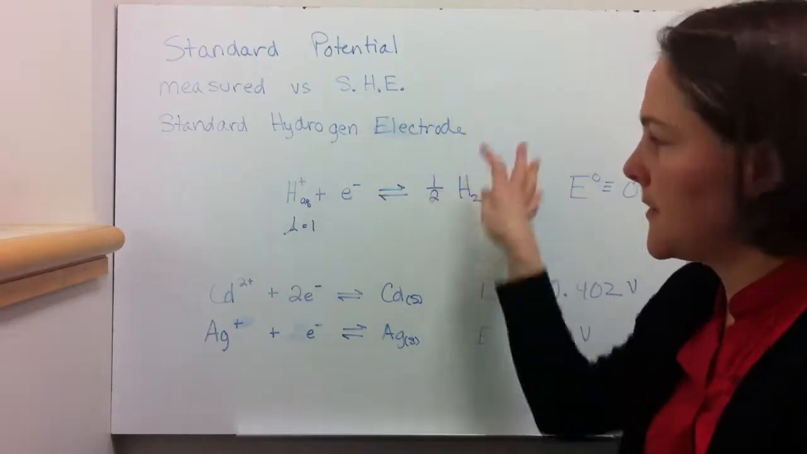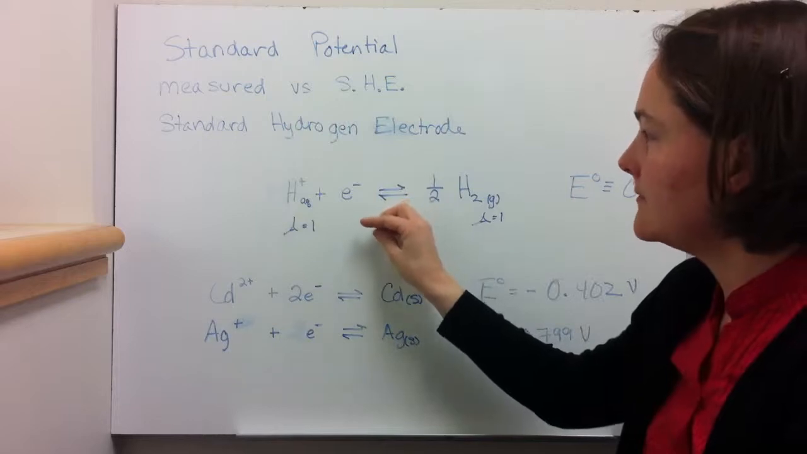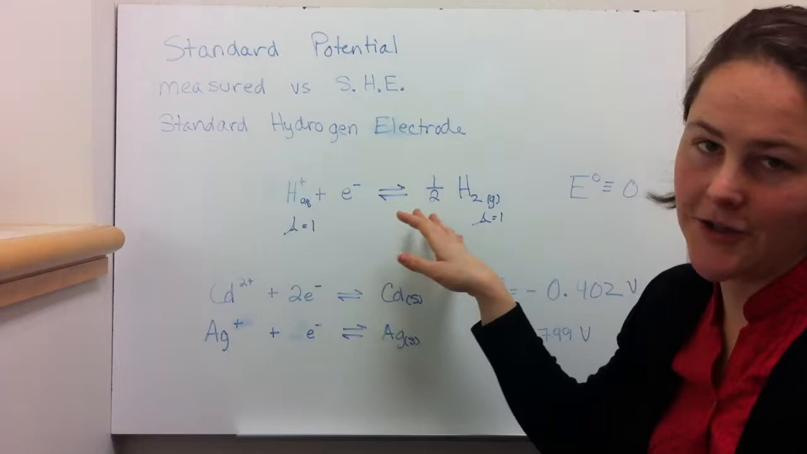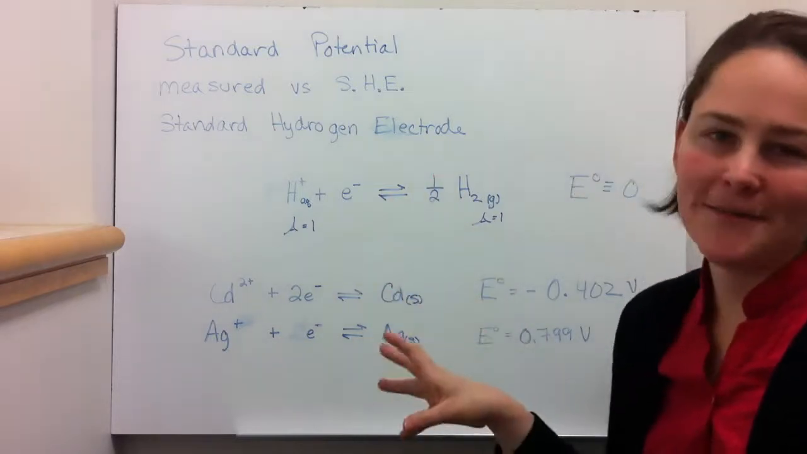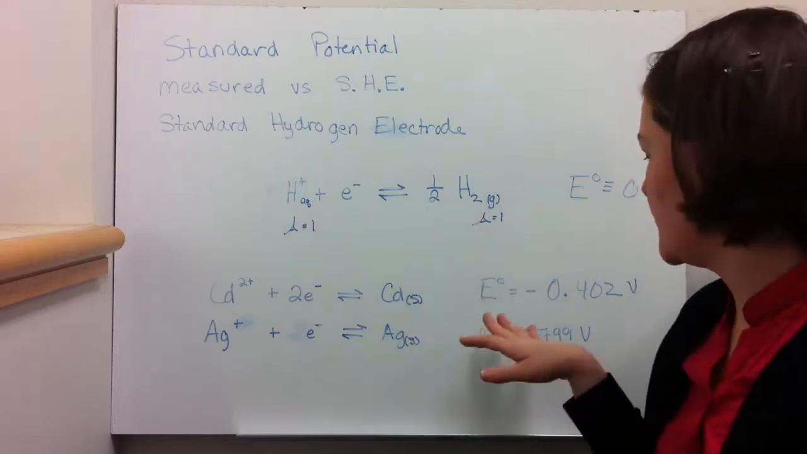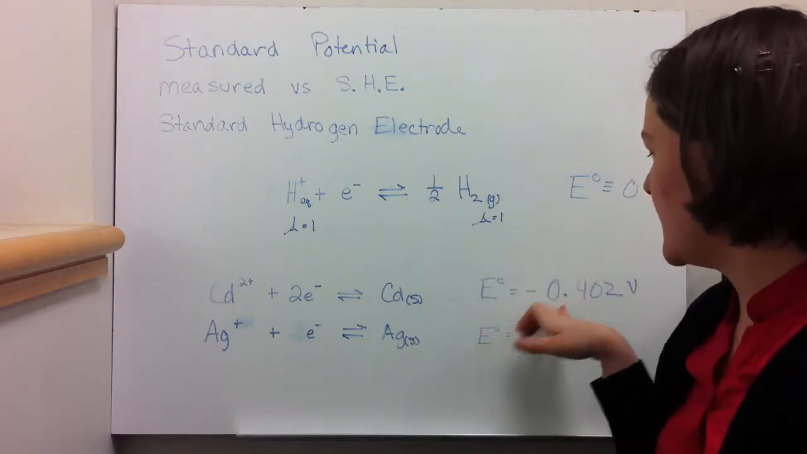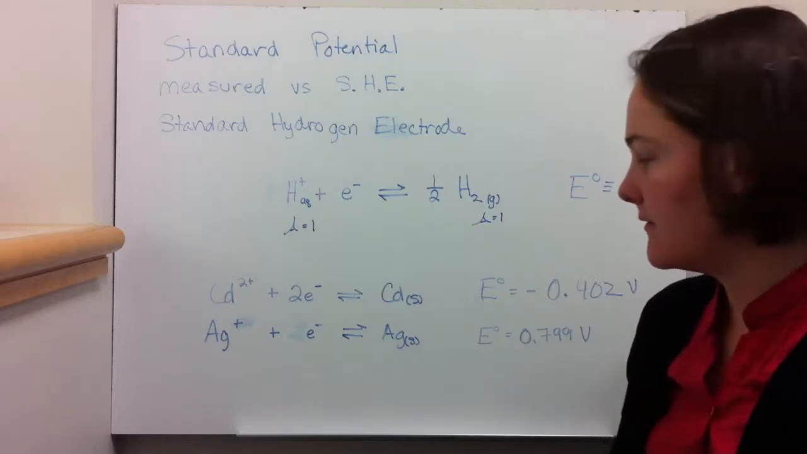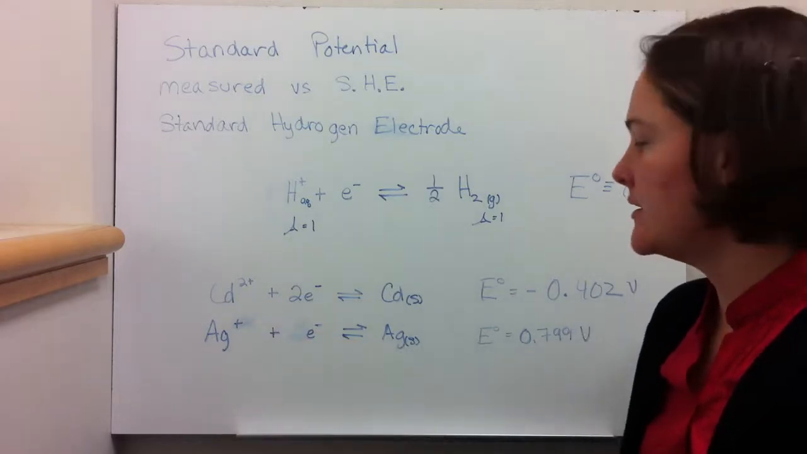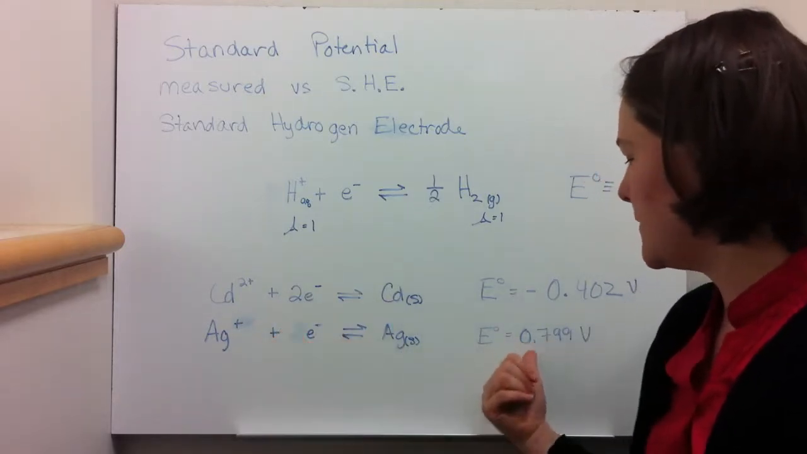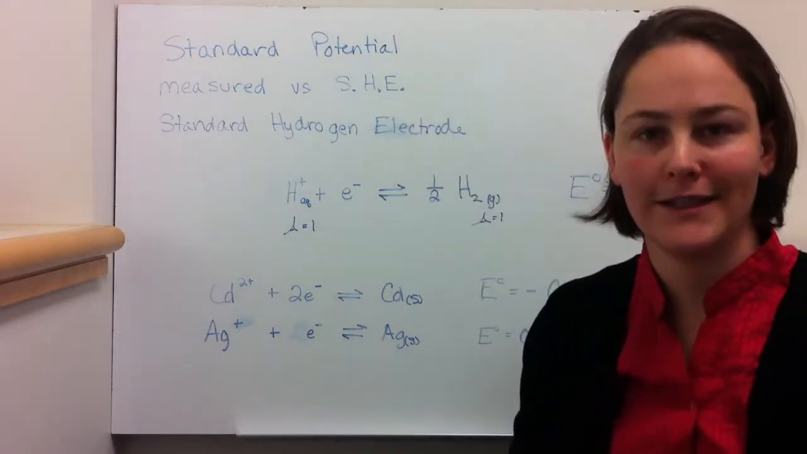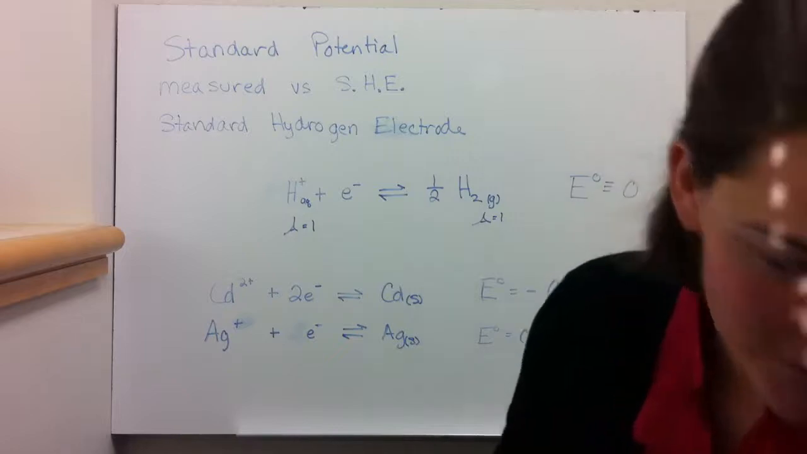And so you have half of your cell being the SHE electrode, and then you hook up the other half and you see which way the electrons run, and then you can assign a potential difference between them. Since this is 0, you have a potential difference measured for these other reactions. These are always written as reduction reactions, and so if you flip it around, you can just flip the sign on the E0. And that's all for the beginning of half reactions and standard potentials.